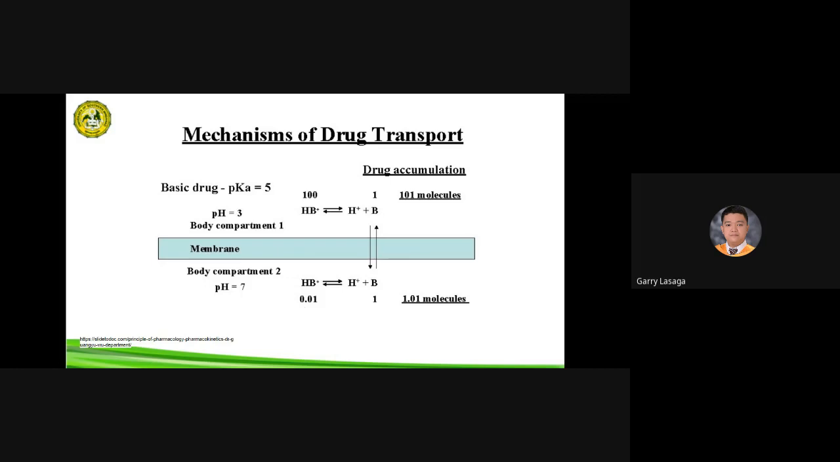Ito naman, when we are going to increase this further to 8, so this would be, ano kaya yung magiging value ng ating protonated form? Pag magiging 8 yung ating pH. Ano kaya yung value ng ating HB plus?